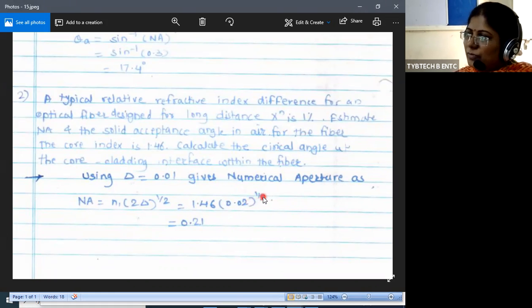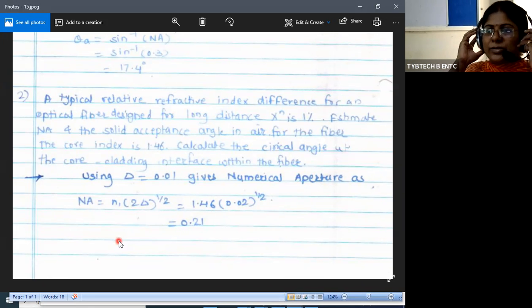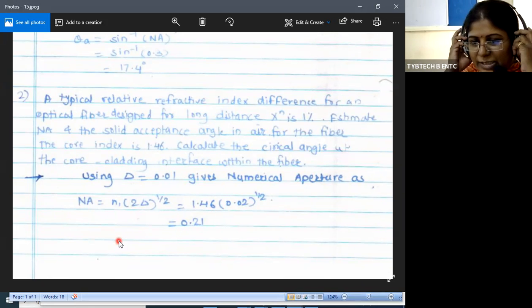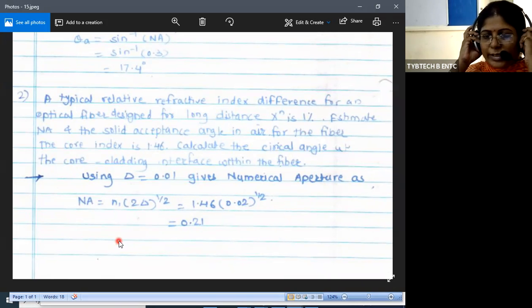0.02 raised to 1/2 and then you multiply it by 1.46. Okay, so NA we are getting as 0.21. I will just check if anyone is having a problem. Online, you please solve that.